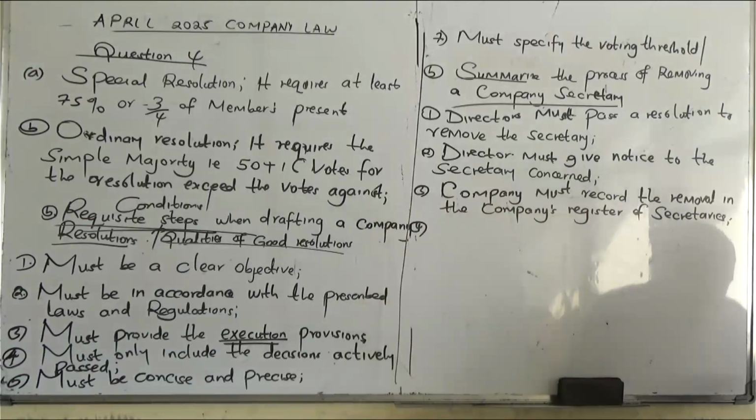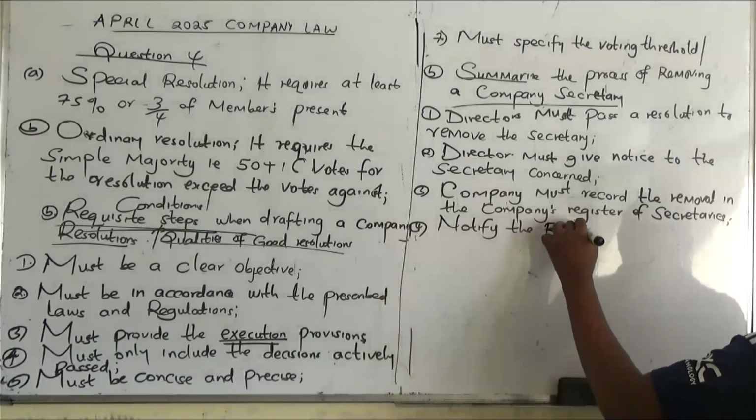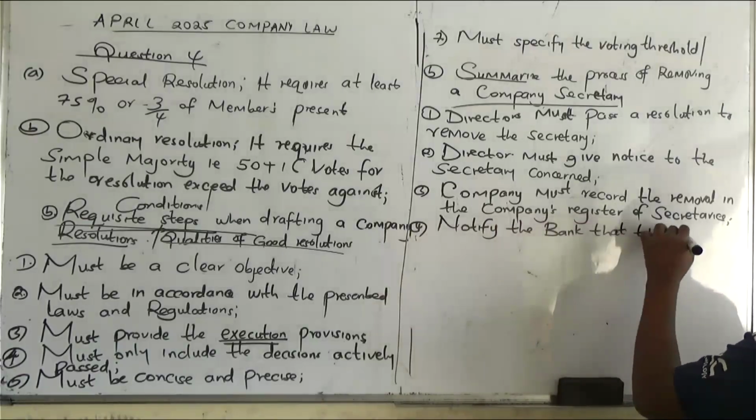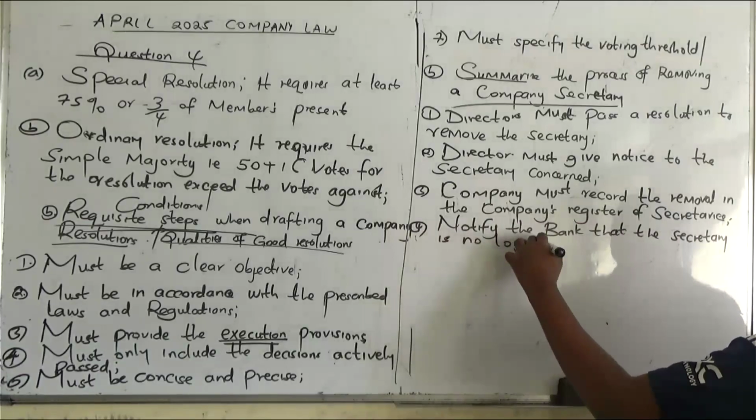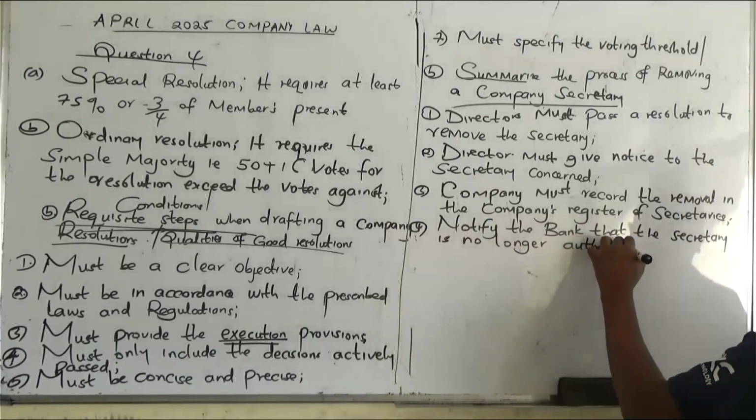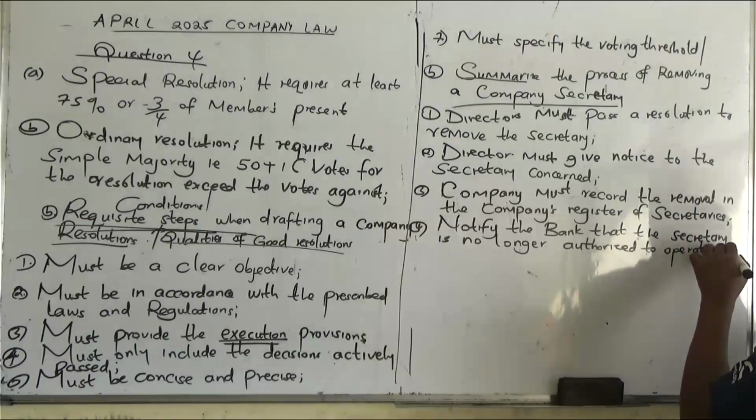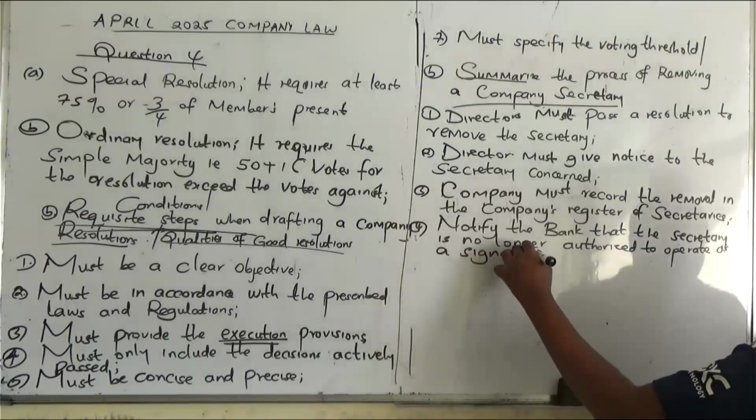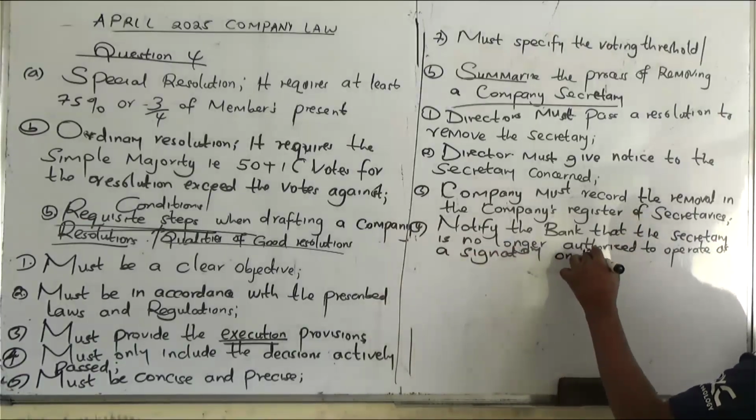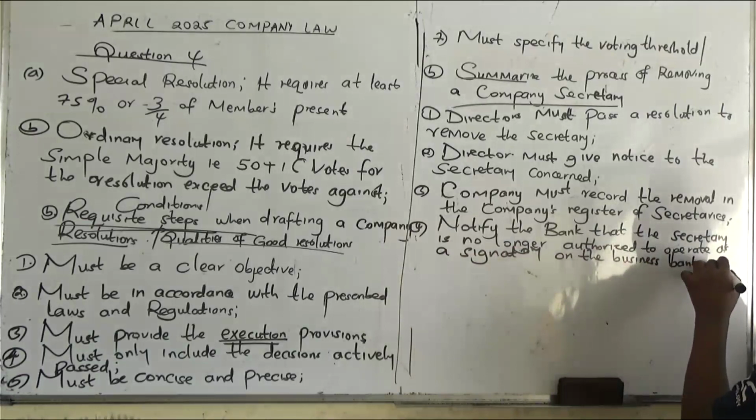Then you must notify the bank that the secretary is no longer authorized to operate as a signatory on the business bank account, because most company secretaries are authorized signatories on the business bank account.